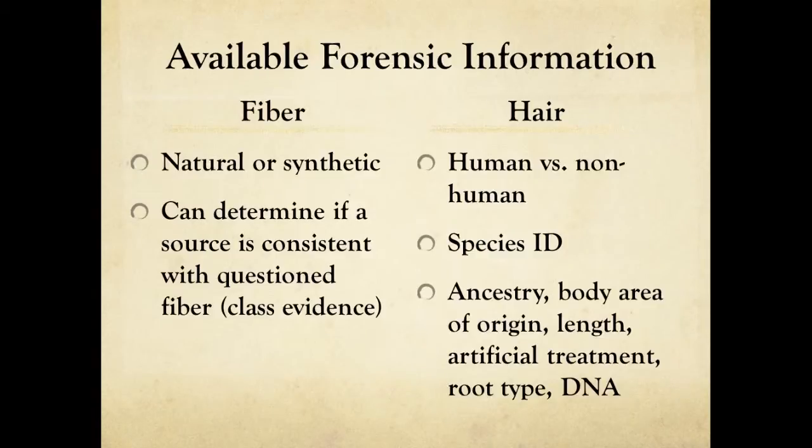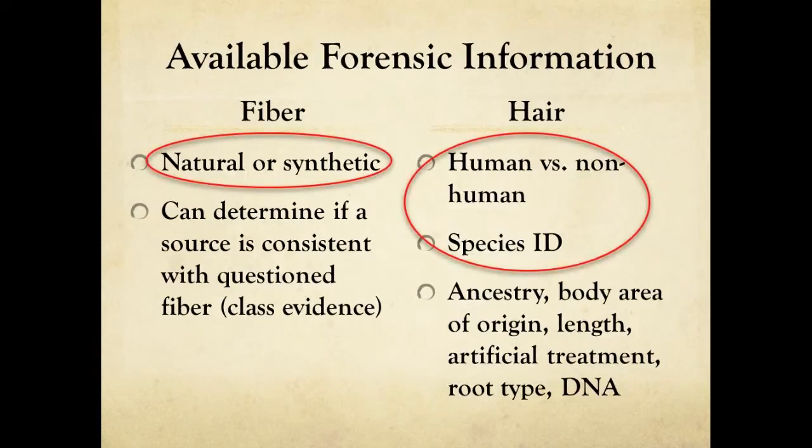If the root of the hair is present, you can determine if the hair was naturally shed or forcibly removed, and you can also perform a DNA analysis to make an identification. But the things we'll be talking about today relate only to what you can determine from a basic microscopic analysis. Things like natural versus synthetic fiber, human versus non-human hair, and species identification.